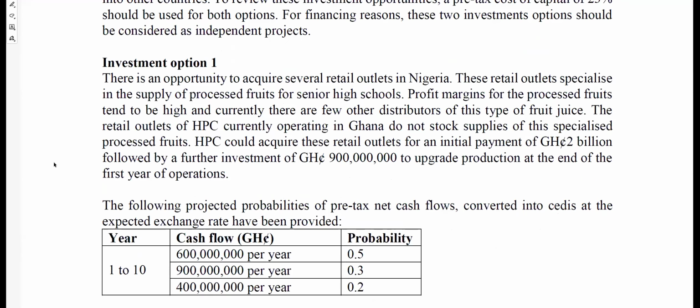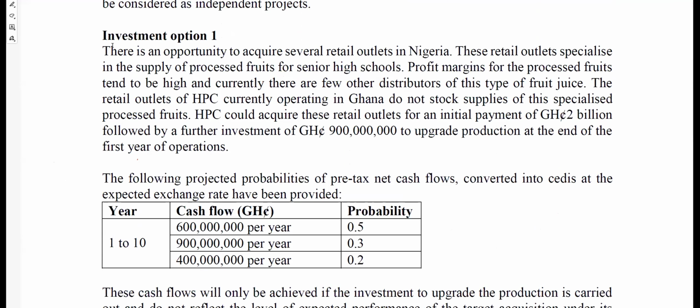See, investment option 1. There's an opportunity to acquire several retail outlets in Nigeria. These retail outlets specialize in the supply of processed fruits for senior high schools. Profit margins for the processed fruits tend to be high, and currently there are few other distributors of this type of fruit juice. The retail outlets of HPC currently operating in Ghana do not stock supplies of this specialized processed fruit. HPC could acquire these retail outlets for an initial payment of 2 billion.